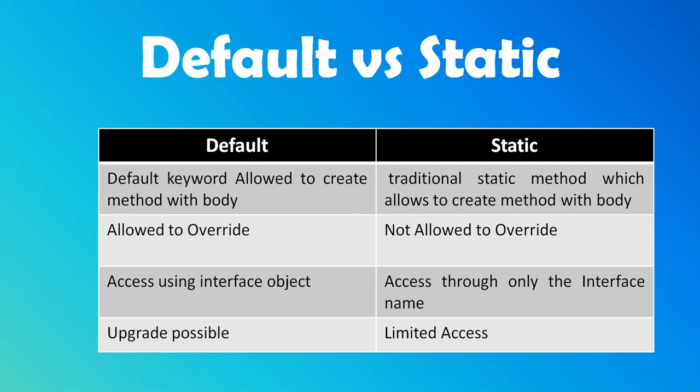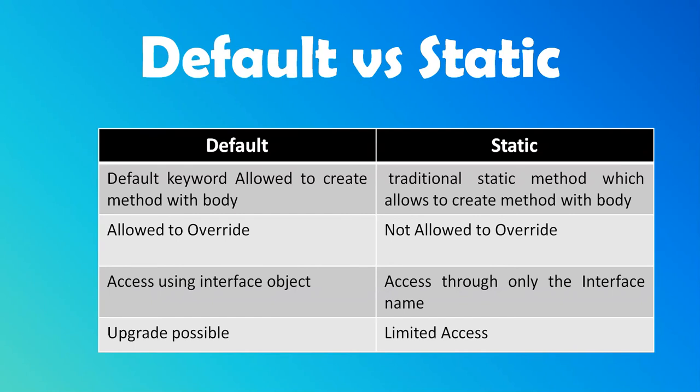So in Java 8, in an interface, you can write a method with an implementation, but it has to be with the keyword default or static. Both are similar. Both look the same. Both have a method and both have an implementation. But what is the difference?